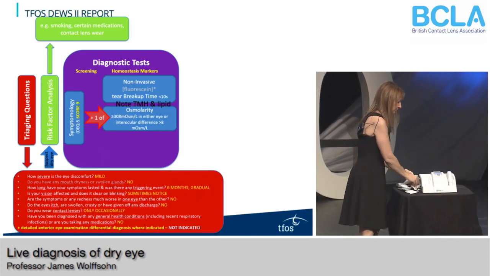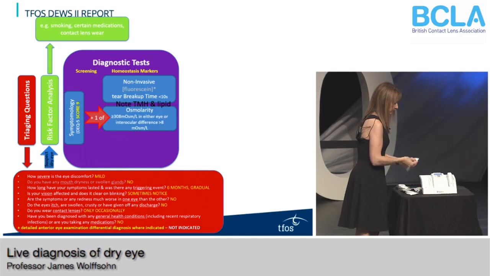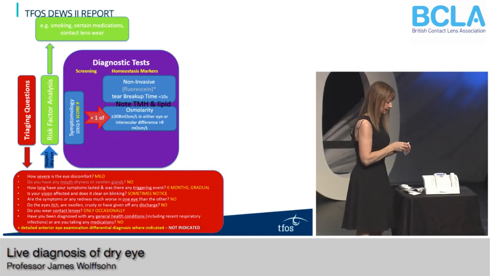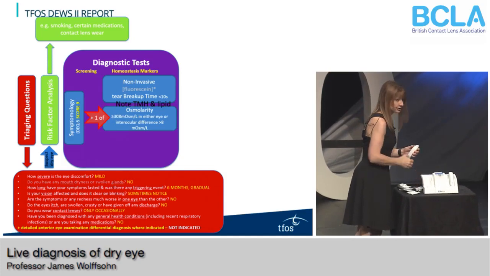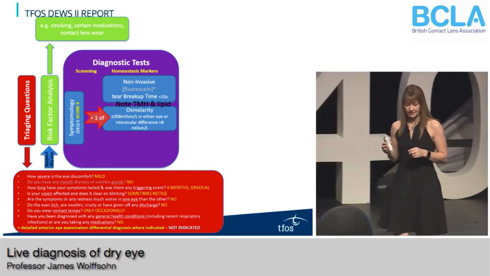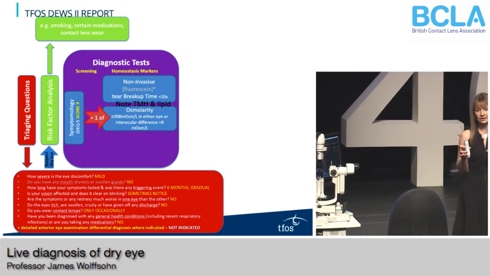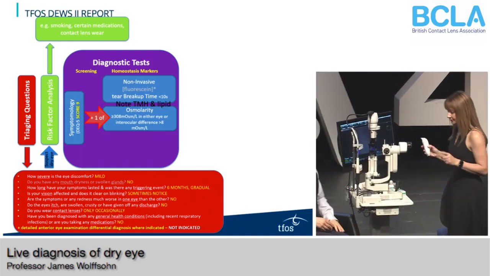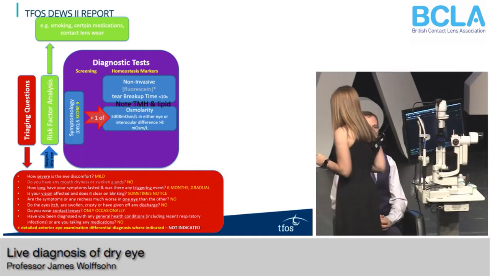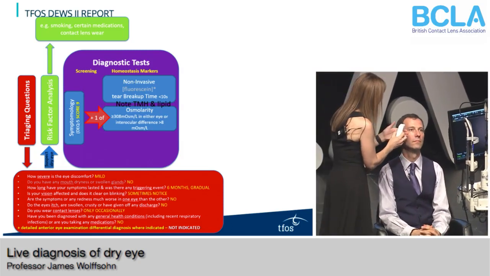Now, what you need to do with osmolarity is you actually need to measure it in both eyes. And what you're doing is you're looking for the highest reading of the 2 eyes. And you're also looking at the difference between the 2 eyes, because we know that the tear film osmolarity increases in dry eye.